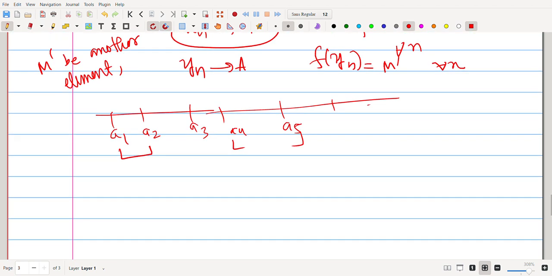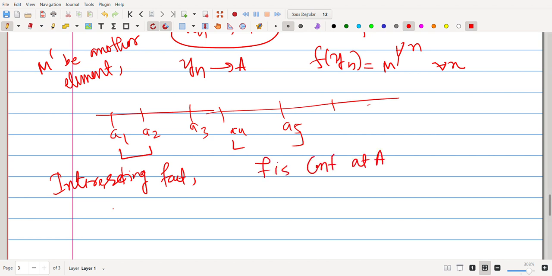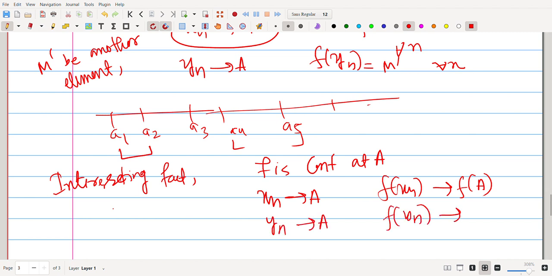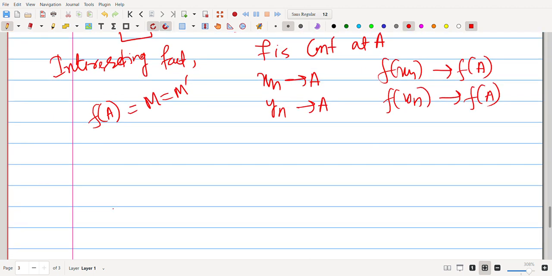Now f is continuous. The interesting fact is that f is continuous at a. That means for any sequence converging to a, f(x_n) must converge to f(a). So if two different sequences converge to a, f of them must go to the same element. That means f(a) has to be m, so m and m prime have to be equal. One thing I understand: if such a point m exists such that there are infinitely many x with f(x) equal to m, then m has to be f(a).